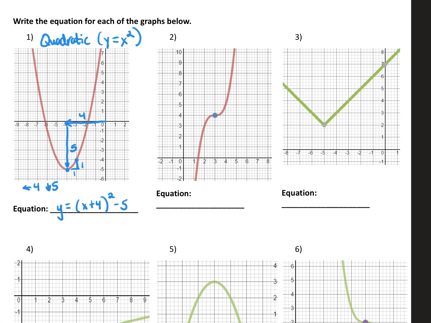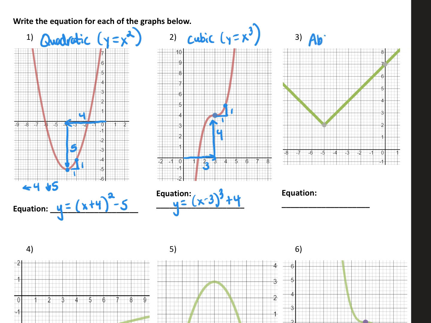Let's go to number 2. We have a cubic function, which is y equals x to the third. And again, it's to the third power, which makes it the cubic. Again, home base would be 0, 0, but we can see here it's been shifted right 3, up 4. No vertical reflection, it's going in the correct direction, and our next known point is going right 1, up 1, since 1 cubed is 1. So our equation would be y equals (x minus 3) cubed plus 4.